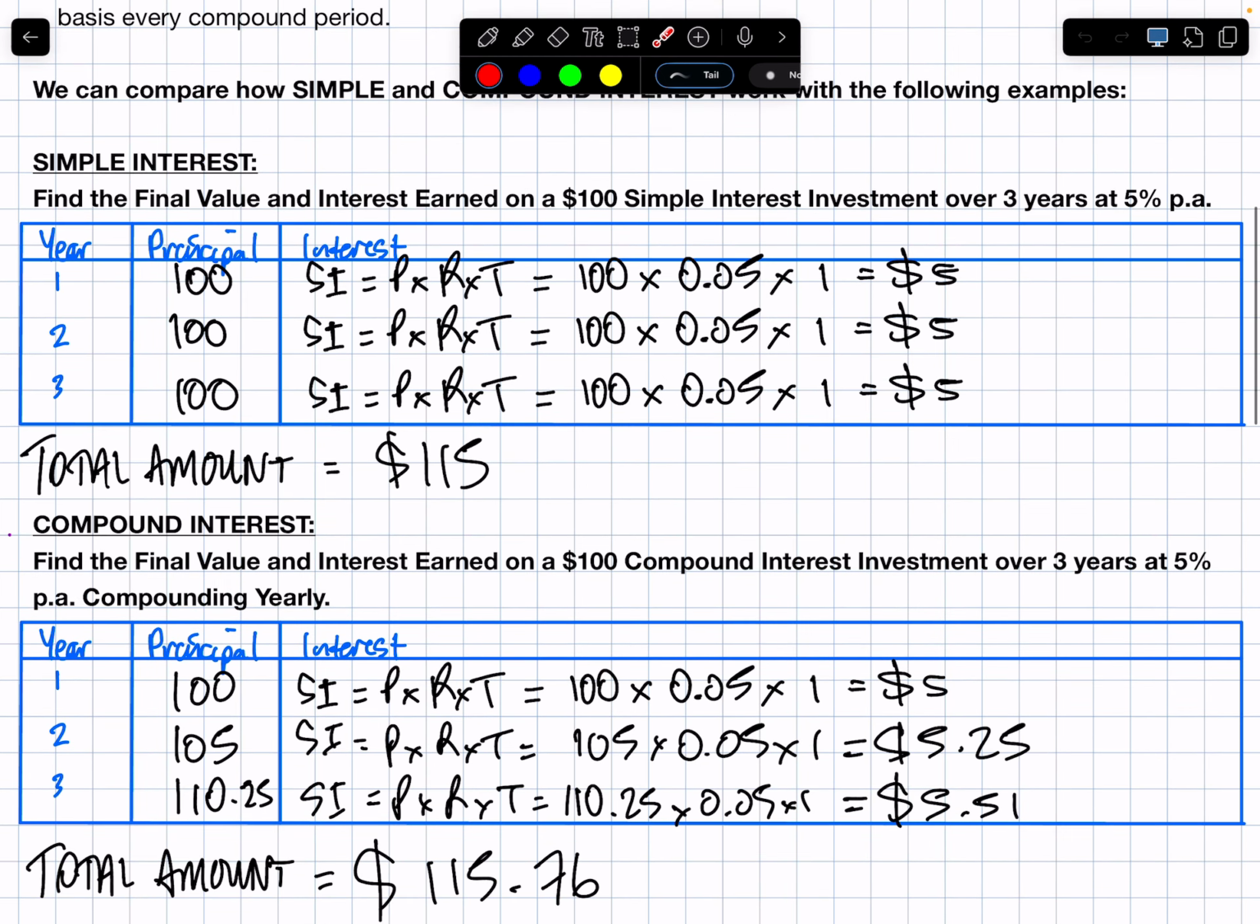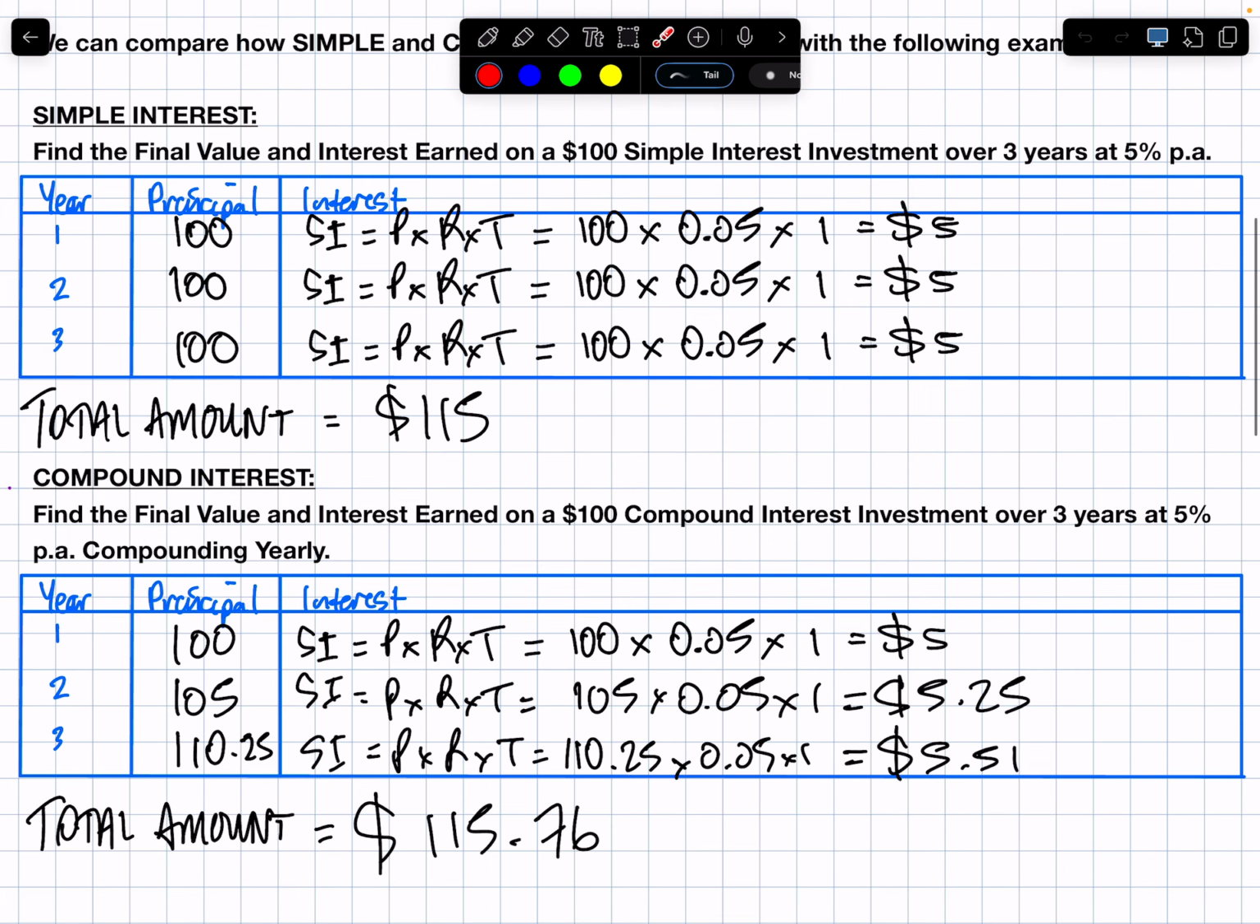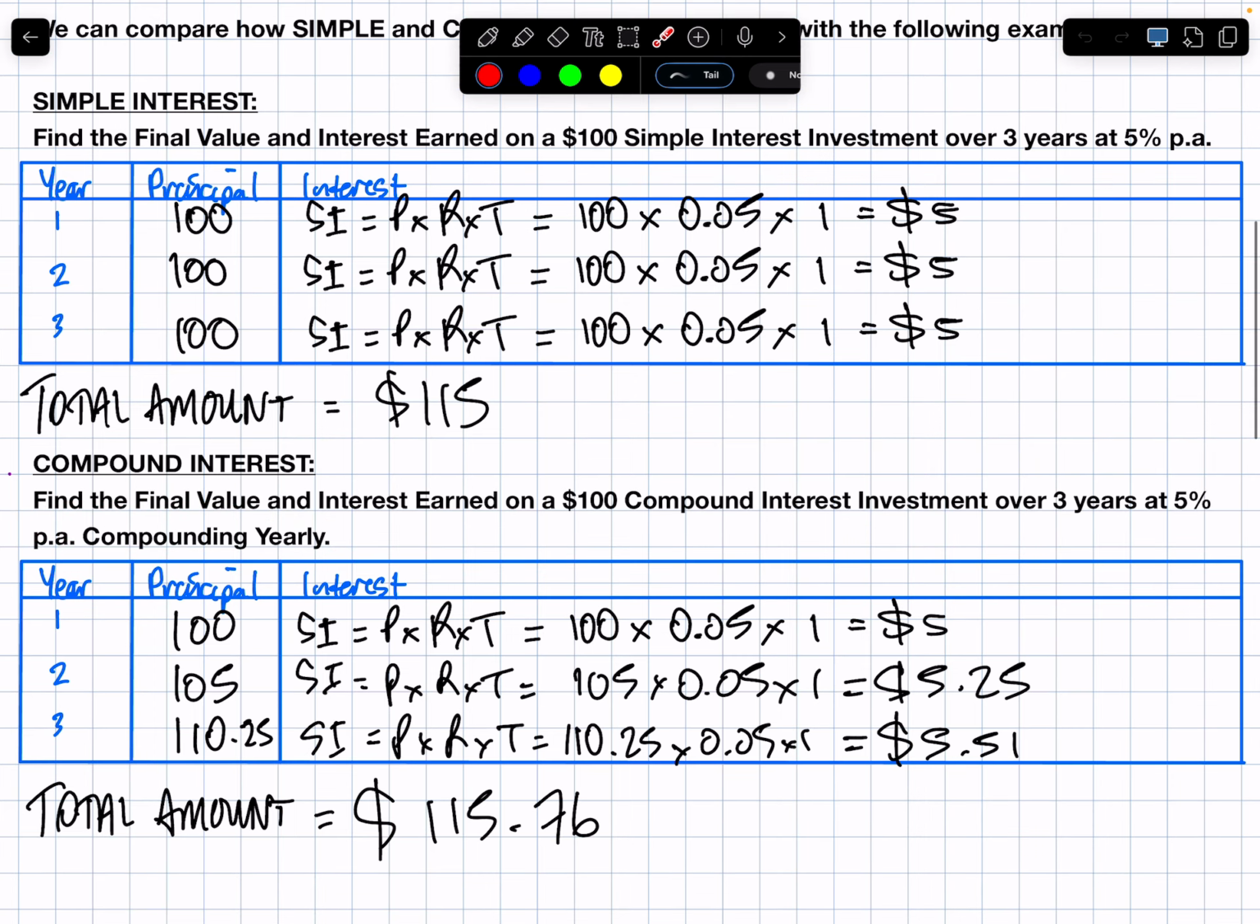I have two different calculations. I have simple interest here. It's a $100 investment over 3 years at 5%. The only difference with a compound interest one, it's $100 investment, 3 years, 5%. The only difference is it's compounding yearly. If you can see what the difference is between them that makes them end up with a different amount at the end, what is it? Can you show me what is the only difference between this maths? Because it all looks very similar, yeah?